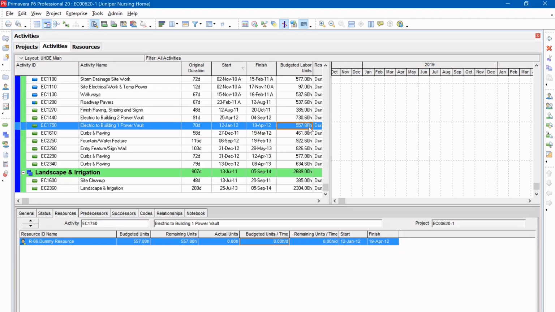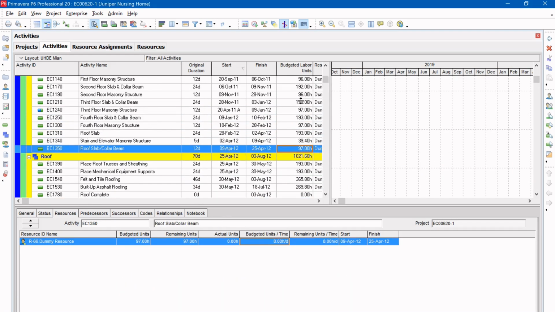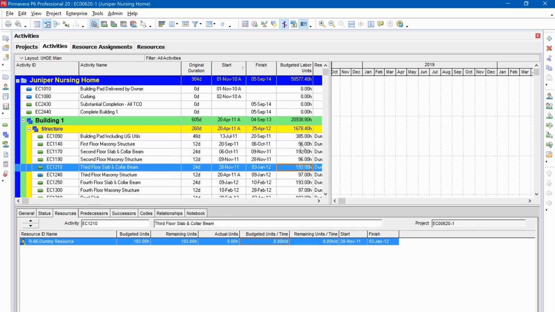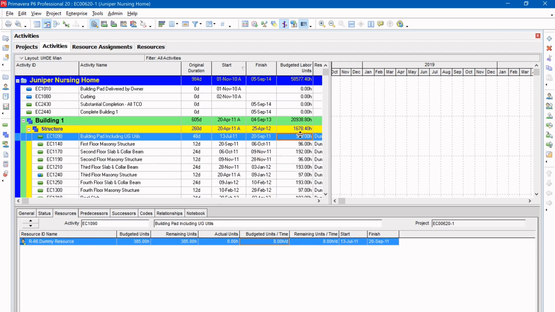Wow. In less than a second, we have a resource loaded schedule. We have all the budgeted man hours for all the activities. So we can develop all the planning system based on these budget man hours. But let's see what is the basis of these budget man hours.